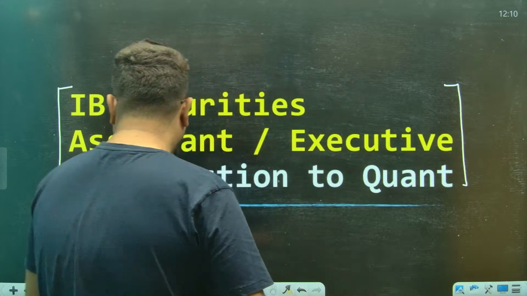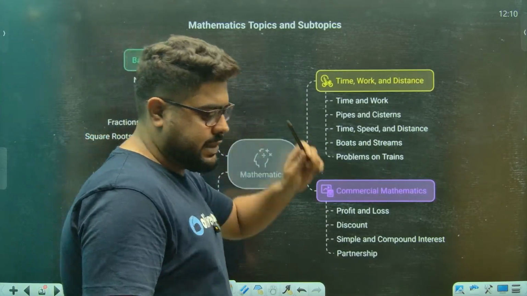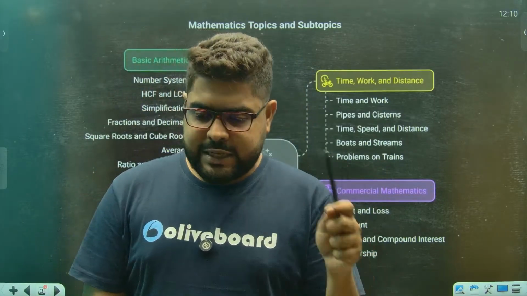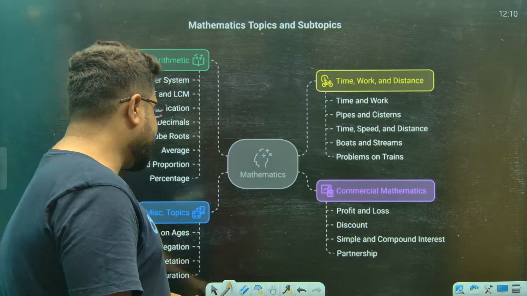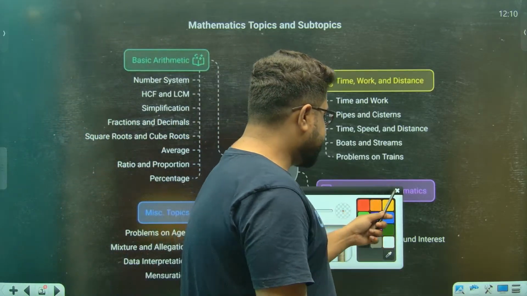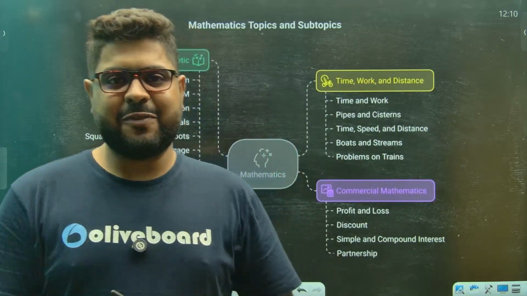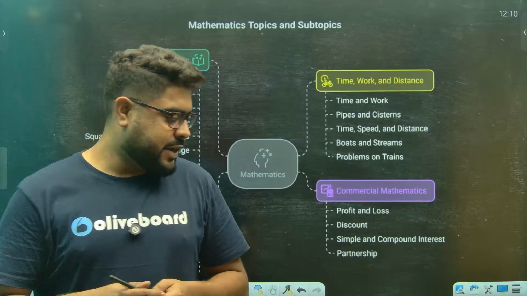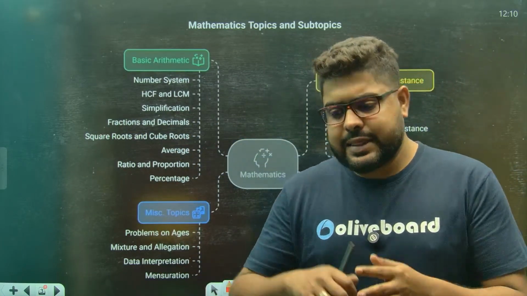We all know what we need to do from our end. So what I will do is give you very subject specific things. We will discuss what we need to do as a whole in mathematics, in quant.